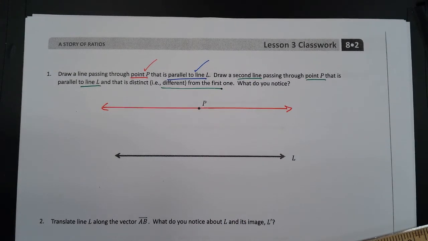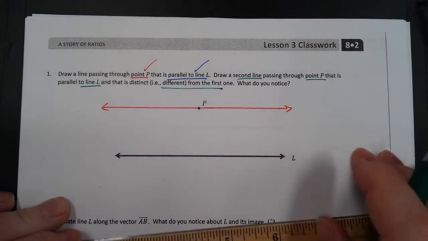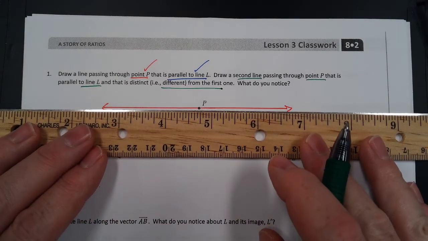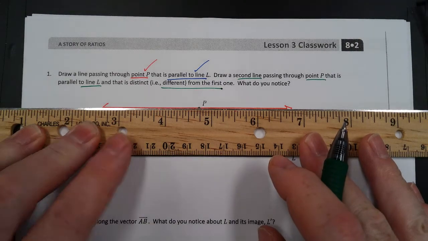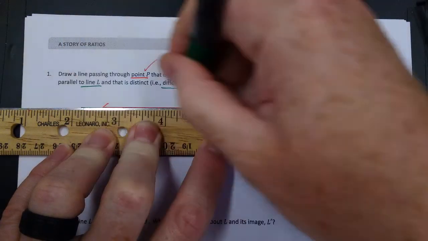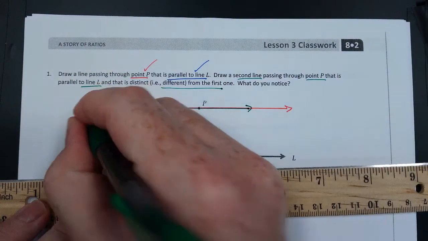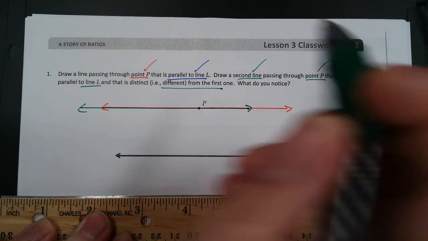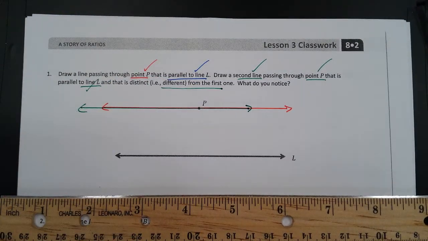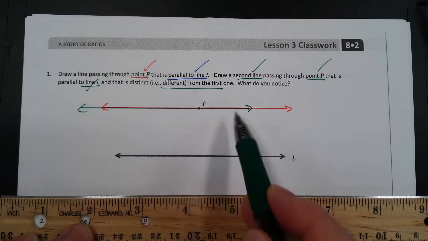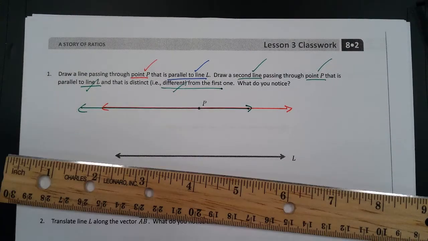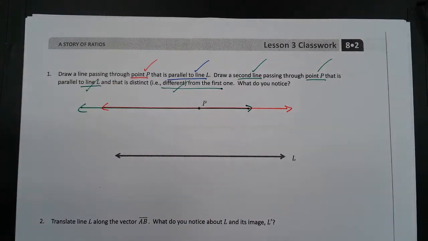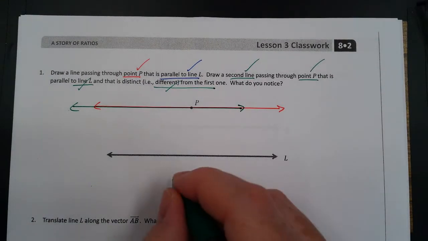Now the next one is draw a second line. Draw another line that goes through point P and is parallel to L. So I need to go and do another line touching point P, parallel with L, and that's it right there. So it's a second line. I have two lines. It passes through P and is parallel to L. Check, check, check. And it is different. I showed it was different with two different colors. It is different. Check. What do you notice? What do you notice about the two lines we drew? Well, you should have noticed that it's the same line.